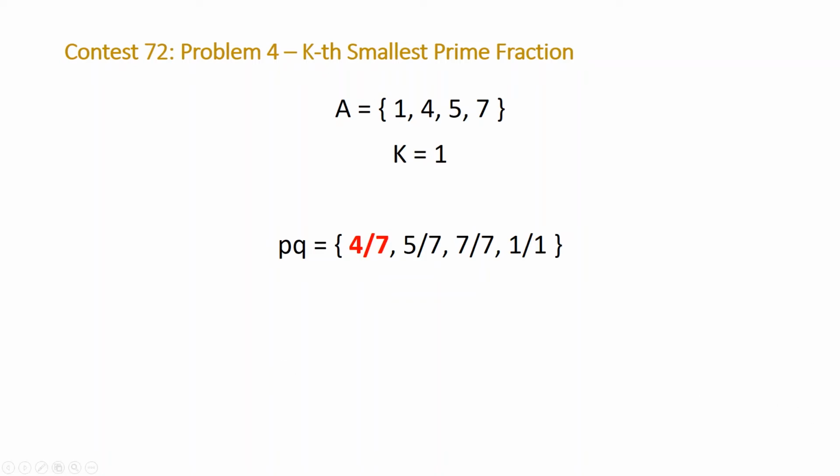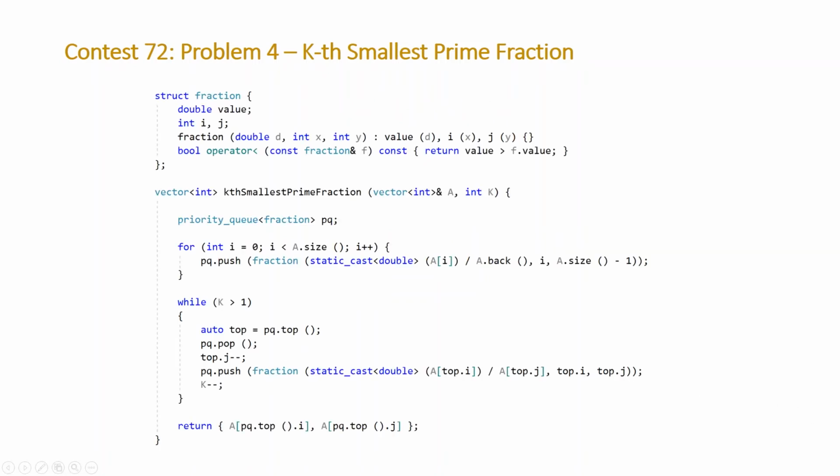So let's take a look at the code. At the top here, we have our user-defined struct called fraction, which has 3 members: our double value, which is just the value of our fraction, and the indices of the numerator and the denominator. So i is for the numerator, and j is for the denominator. And we have our constructor here, and our less than operator set up such that the smallest fraction will always be at the top of our priority queue, which is just based on our value.